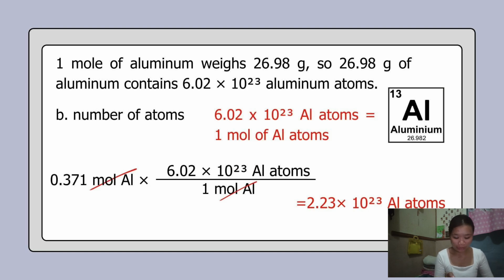And then, for number 2, we use Avogadro's constant, which is 6.022 times 10 raised to the power of 23 aluminum atoms, which is 1 mole of aluminum atoms. So 0.371 mole times Avogadro's constant number of aluminum atoms, over 1 mole of atoms. So the total amount is 2.23 times 10 raised to the power of 23 aluminum atoms.